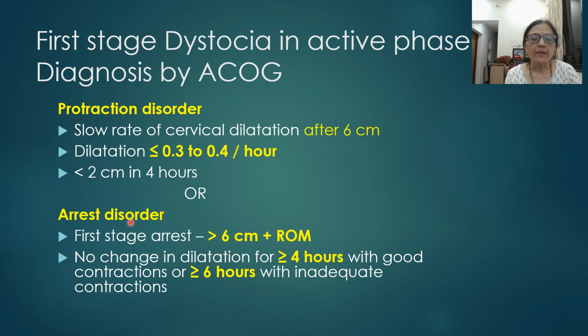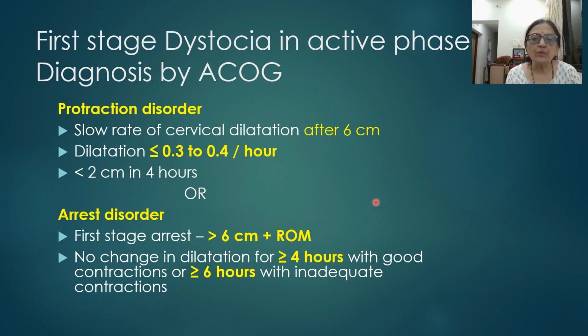Arrest disorder is defined whenever the dilatation of the cervix is greater than 6 centimeters and the bag of membranes is ruptured, or an artificial rupture of membranes has been done. With that, there is no change in dilatation for greater than or equal to 4 hours with good contractions, or greater than or equal to 6 hours with inadequate uterine contractions.